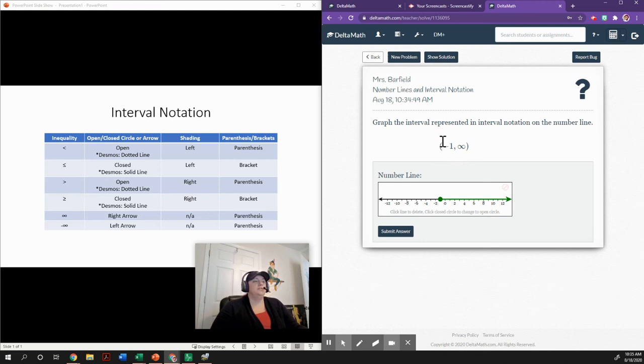Okay, but it's got a parentheses here. So I go to parentheses. Okay, that tells me it should be open. So open. Okay. And then infinity, it's always a parentheses. If you look over here, infinity, it's always parentheses.